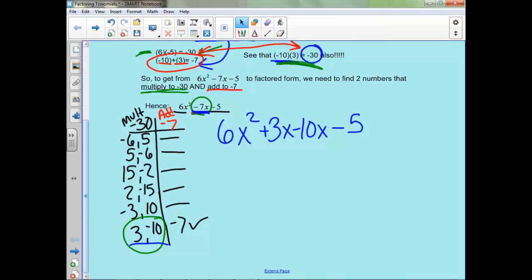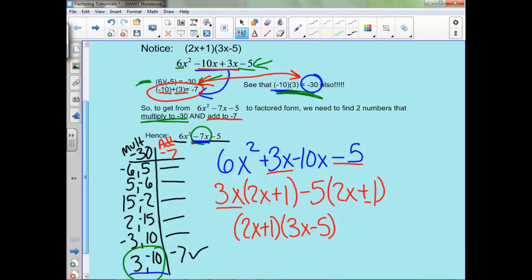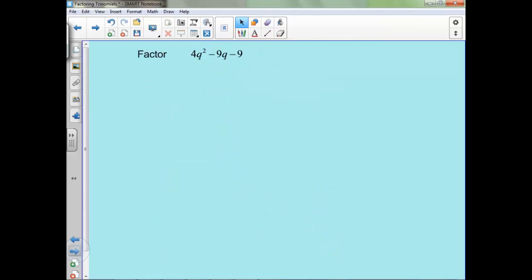Now we're going to factor by grouping, so in these first two we can factor out a 3x. We're left with 2x plus 1, because remember 3x divided by 3x is 1. In these second two we can take out a negative 5. We're left with 2x plus 1, because remember a negative divided by a negative is a positive. So now we can take this 2x plus 1 from both, and we're left with 3x minus 5. And notice that is what we wanted from up here, this 2x plus 1 times 3x minus 5. So we're good. We're going to be using this method for factoring trinomials.